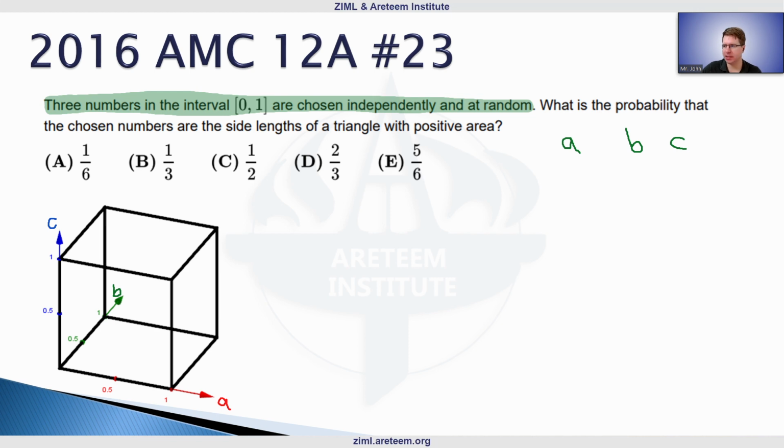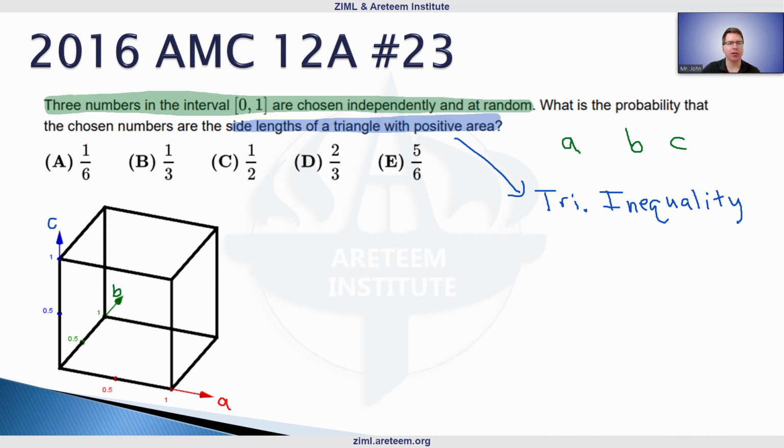As soon as we see this stuff, that the chosen numbers are side lengths of a triangle with positive area, we want to be thinking clearly about the triangle inequality. Now, I'm on purpose not writing that out yet. Why is that? Well, for a lot of these geometry and probability questions, a lot of counting questions in general, you want to try to think about assumptions you can make here.